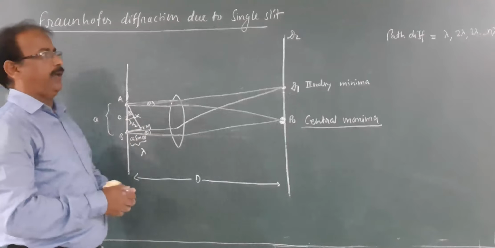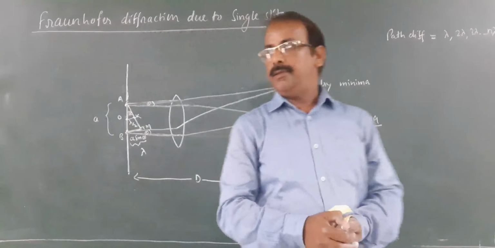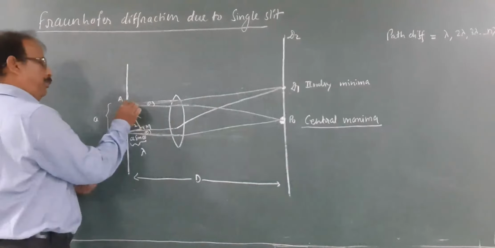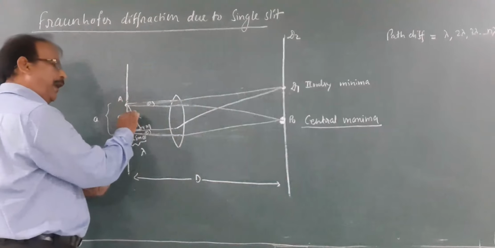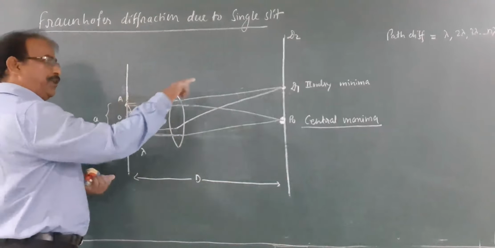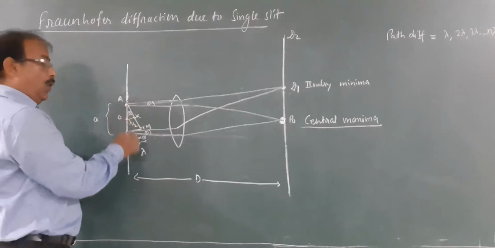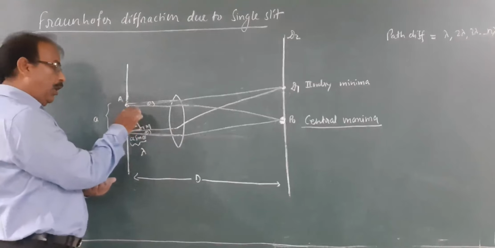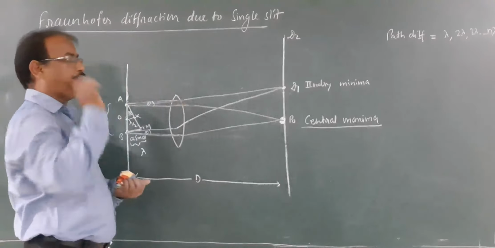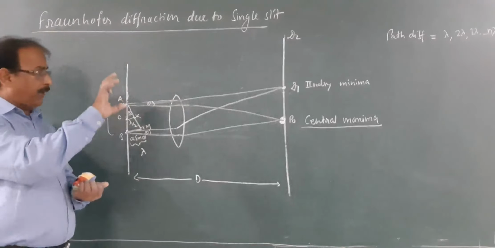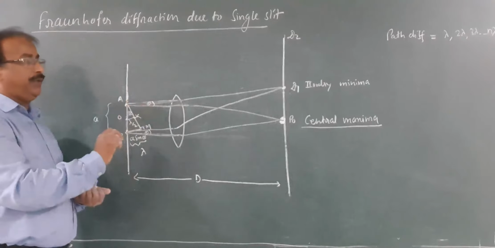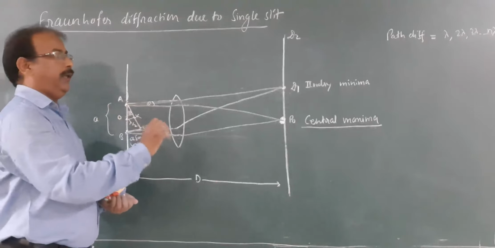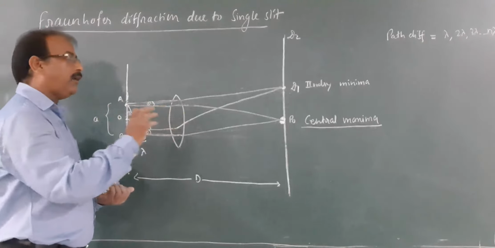by similarity of triangles. This distance you will get lambda by 2. Means the wave that reaches at D1 from these 2 points will show this much path difference, that is lambda by 2. And when the path difference between the waves coming at the point is lambda by 2, they come out of phase, means they cancel each other and we get minima there, we get darkening.